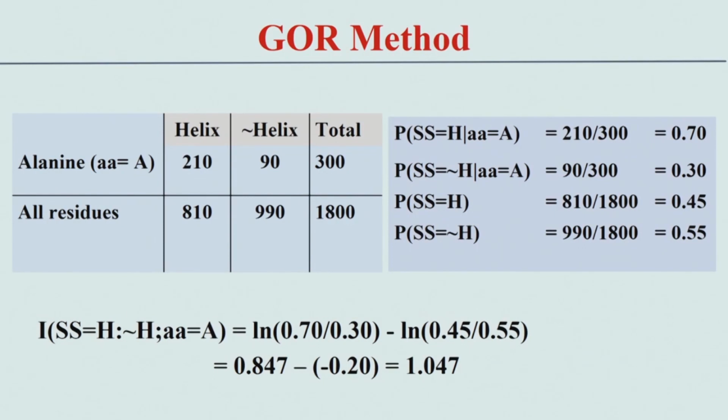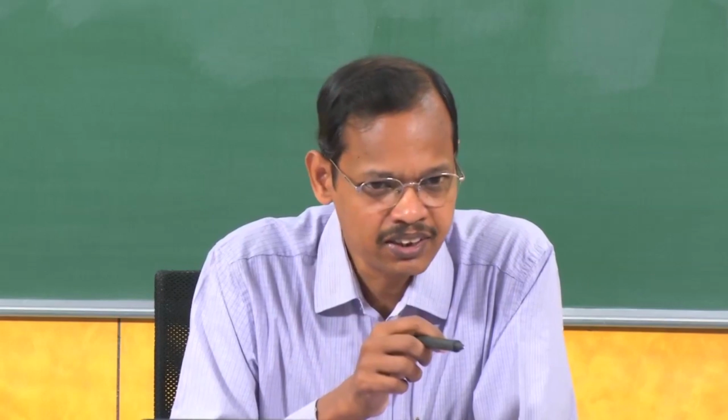Okay, I will explain with one example. For example, if you have a protein with 1800 residues, or a set of proteins with 1800 residues, 810 are in helix and 990 are not in helix. That means 990 are spanning different secondary structures, either strand or coil or turn. Then you take a particular residue, alanine. Say there are 300 alanines. This is not an exact number, I put it for example. So, 210 are in helix and 90 are not in helix. Using this information, we can derive the information content.